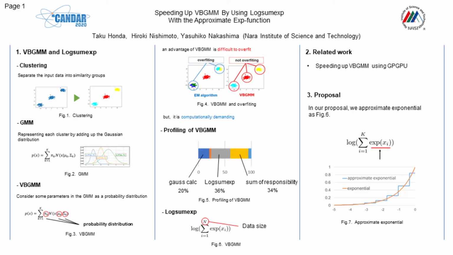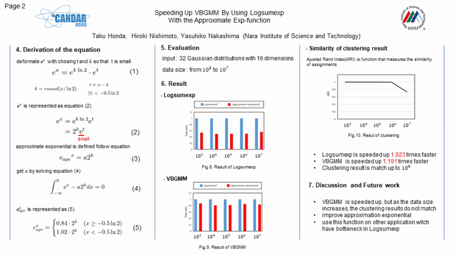Next, section 2, related works. In our laboratory, we are working on GPGPU-based acceleration of VBGMM. But in this study, we propose a software approach to speed up the VBGMM. Next, section 3 is about our proposal. In this study, we used an approximate exponential function as shown in Figure 7.